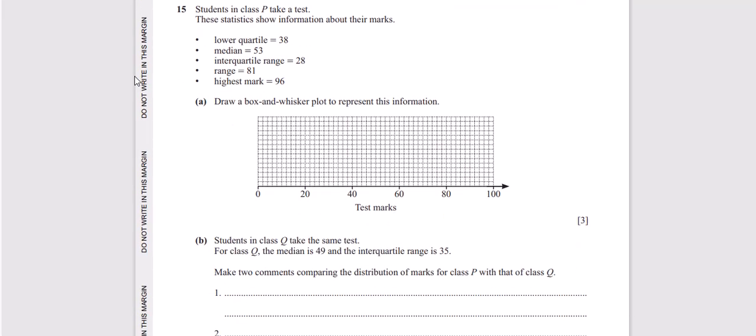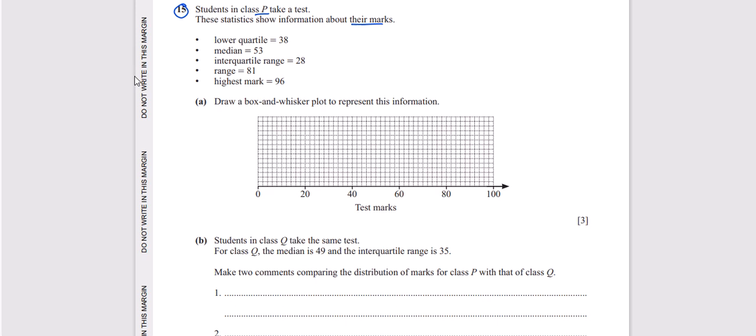Question number 15. Students in class P take a test. These statistics show information about their marks. Lower quartile is 38, median is 53, interquartile range is 28, range is 21, and highest mark is 96. Draw a box and whisker plot to represent this information.